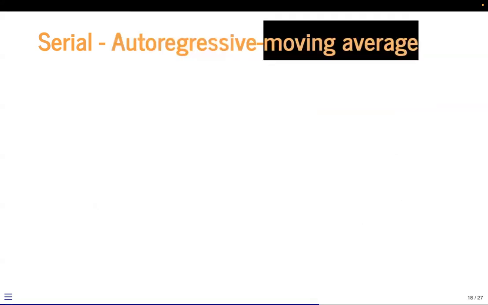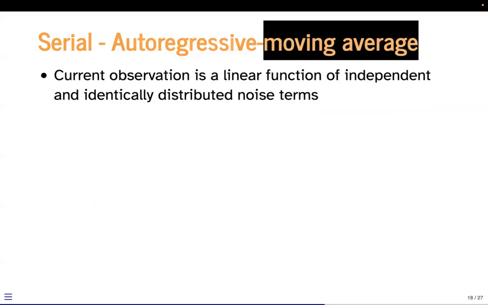All right, so that was the autoregressive part of it. There is this moving average part of it, which means that there's still going to be a relationship there, but it's calculated differently. The current observation is a linear function of independent and identically distributed noise terms. There is a mathematical formula behind this that I am not showing you, for simplicity's sake.